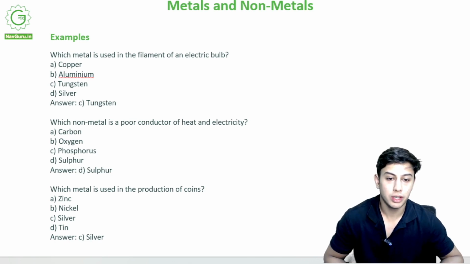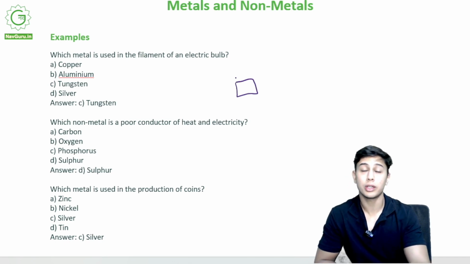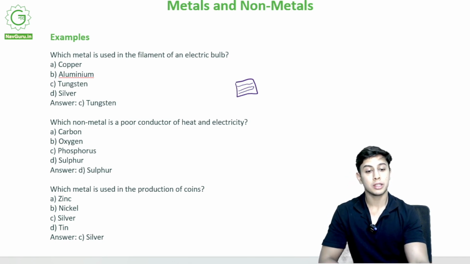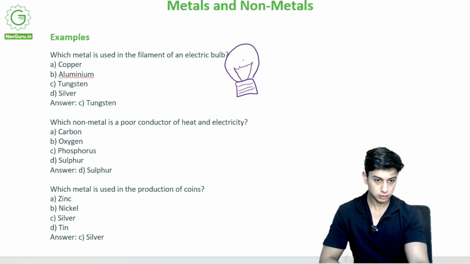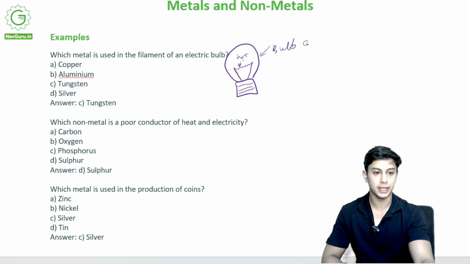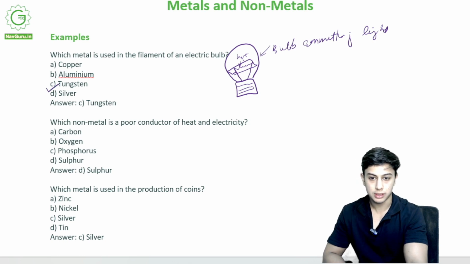Which metal is used in the filament of an electric bulb? Have you seen an electric bulb? Of course you have. Not the LEDs nowadays, the old filament bulb. It has two rods going like this and some filament over here, and when this got very hot, the bulb used to shine, emitting light. What was this filament made up of? It was made up of tungsten.